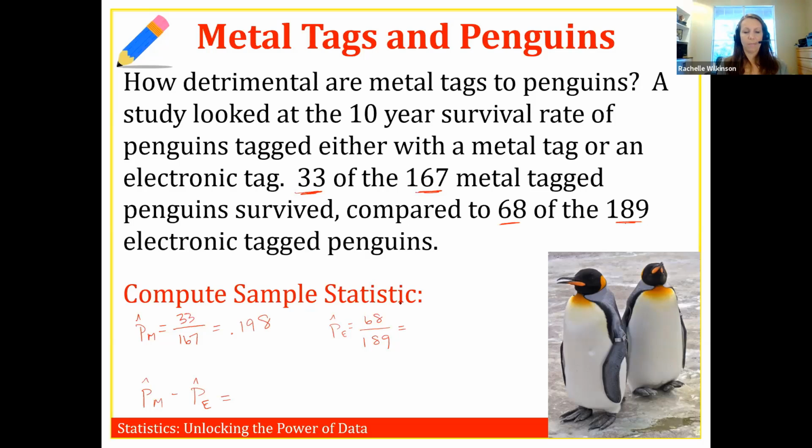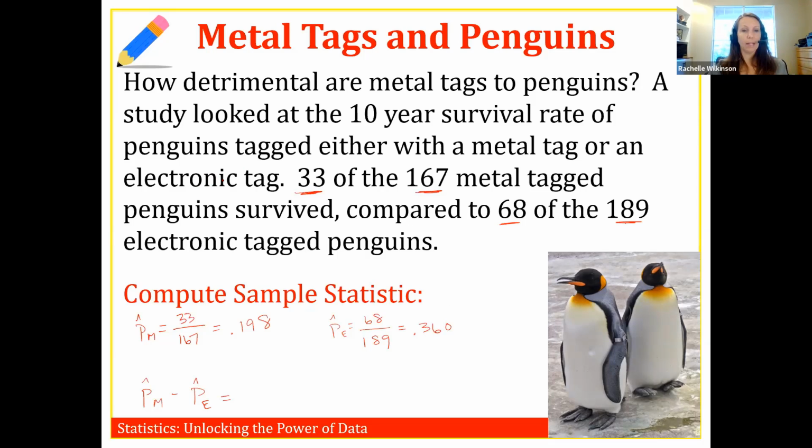So 68 divided by 189 gives me 0.3597, so that would round to 0.360 if I'm doing 3 decimal places. You always want to do at least 3, and oftentimes I'll do 4 or more out here. And when you're doing any intermediate calculations, you definitely want to keep as many decimal places as you can as you're going through.